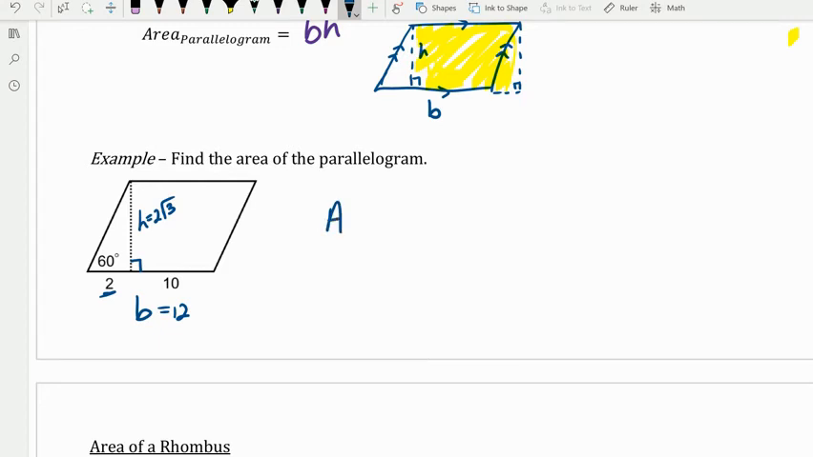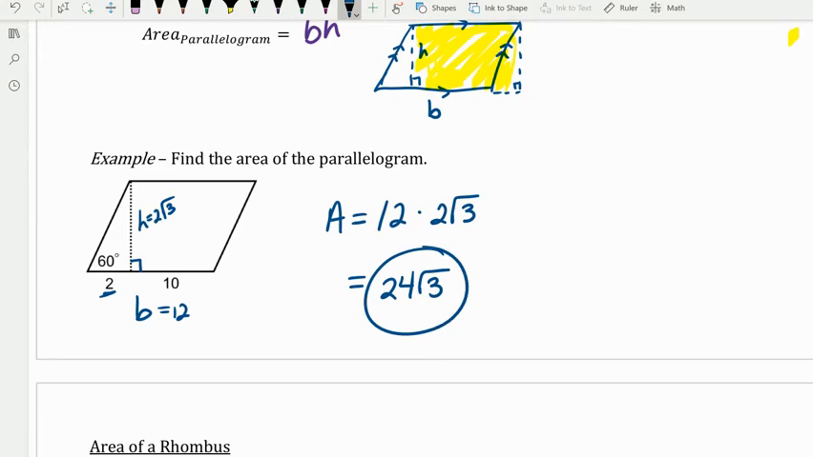So then to get the area of our parallelogram, we're going to do the base, which is 12, times the height, which is 2 radical 3. So we'd get an area of 24 radical 3.